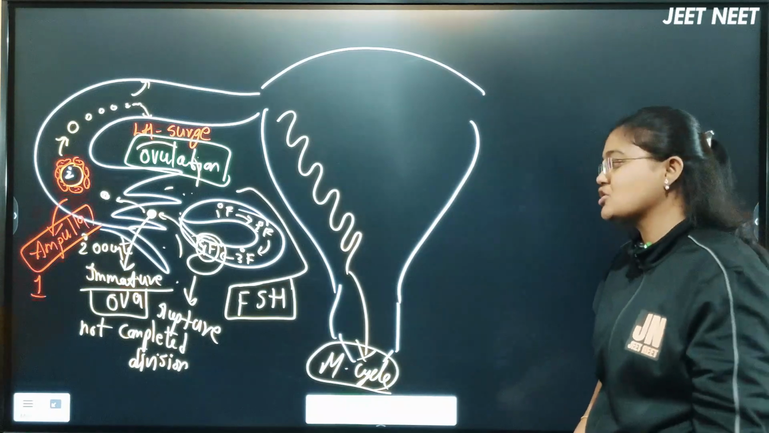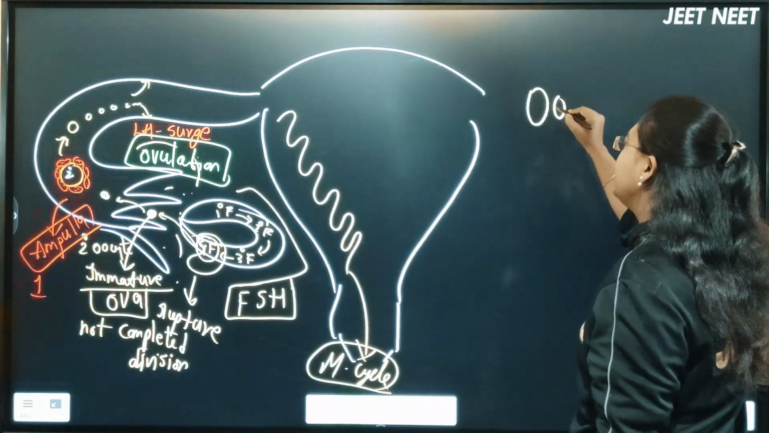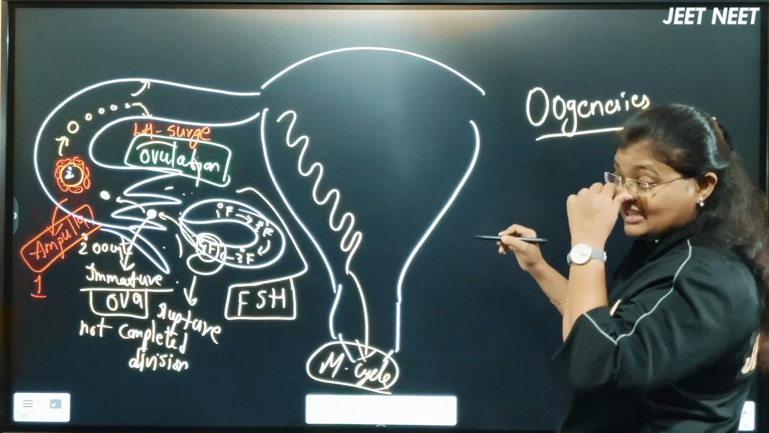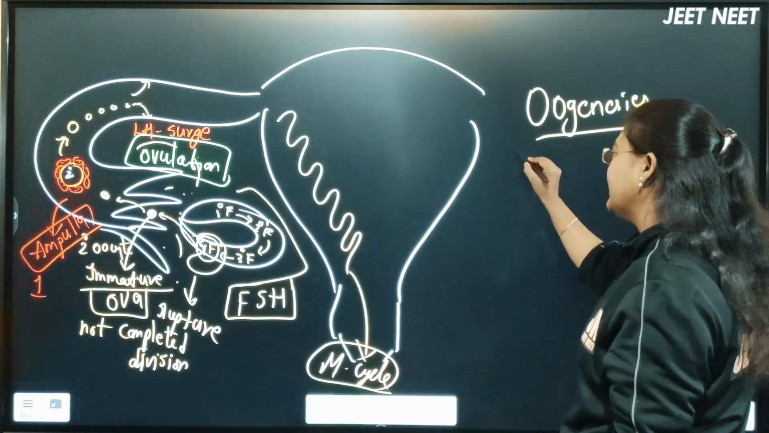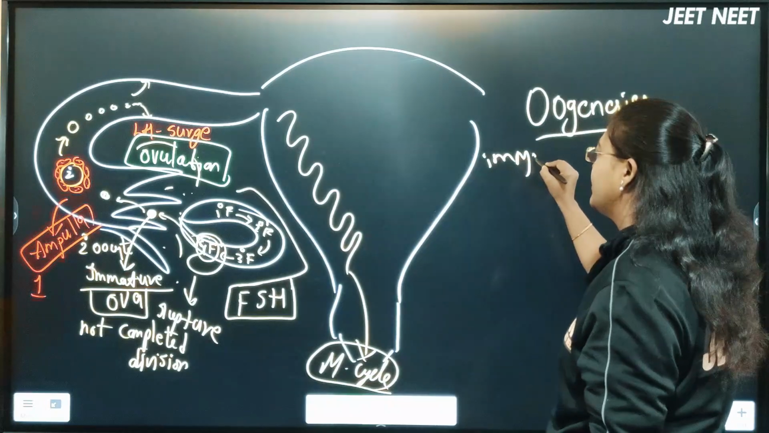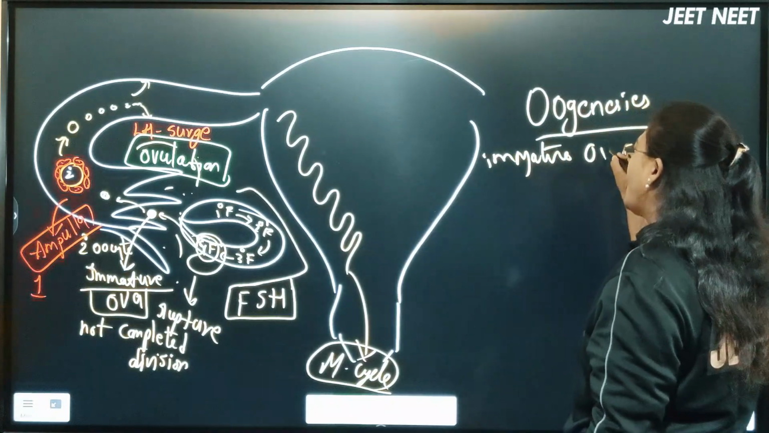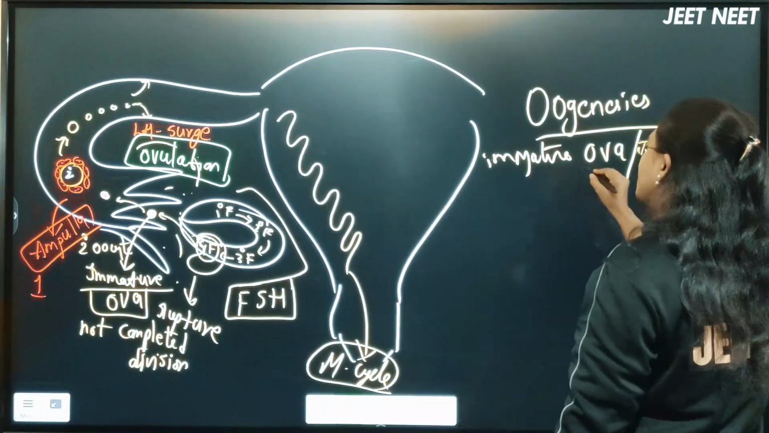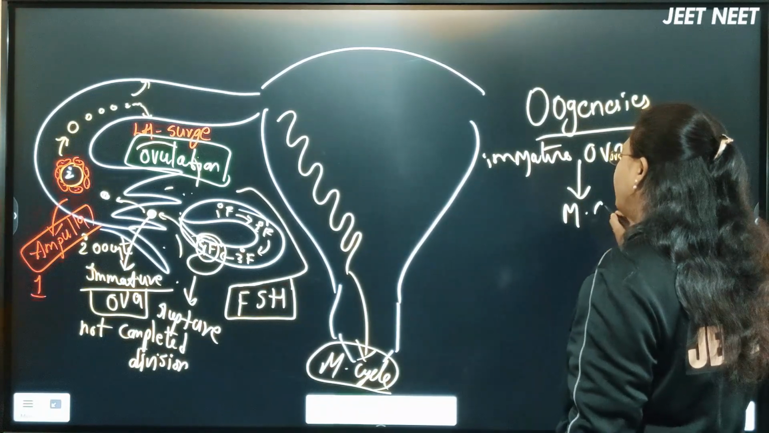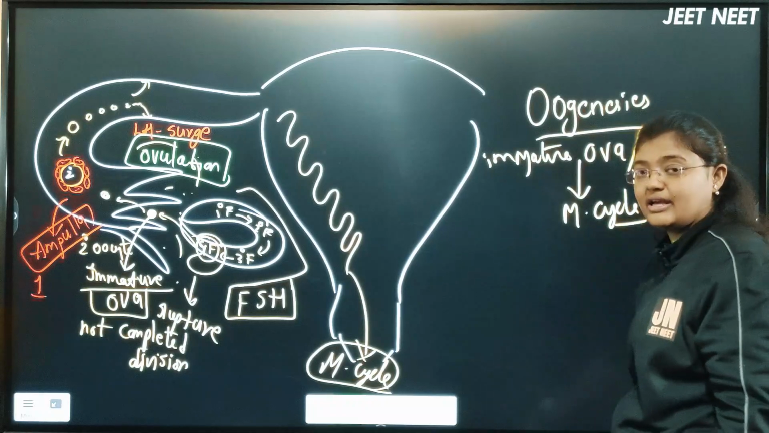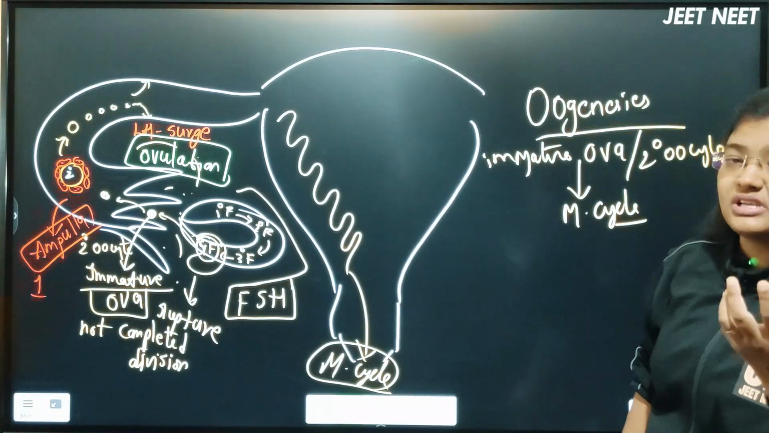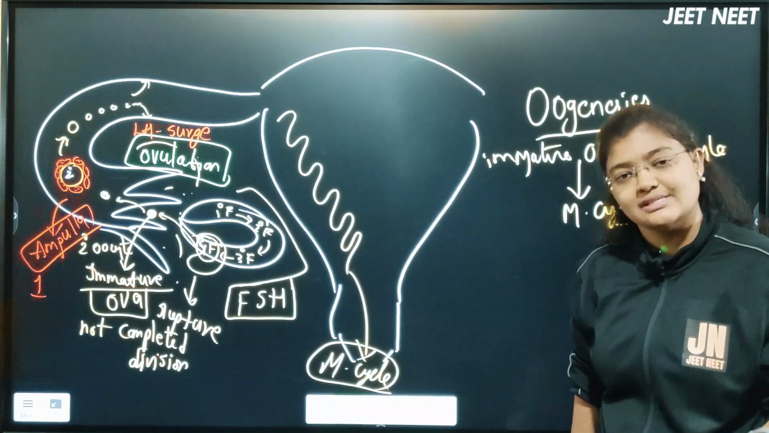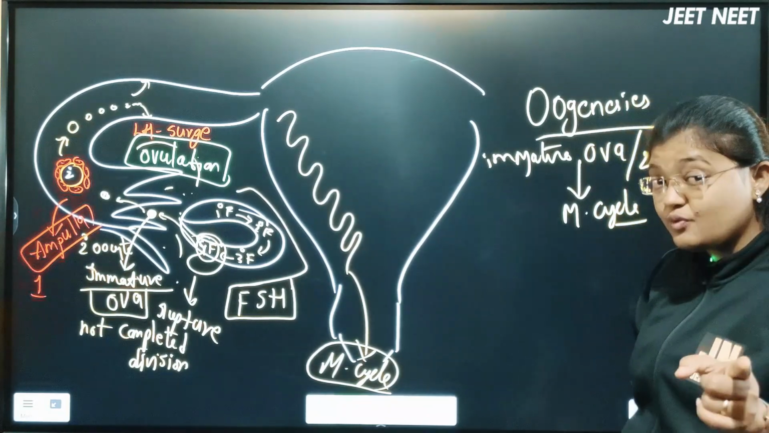If fertilization does not happen, in the sense that every month in the oogenesis process, whatever ova you are releasing, is it mature or immature, beta? The immature ovum, or secondary oocyte, you are going to release out of your body in the form of the menstrual cycle. Ma'am, you told us that oogenesis is nothing but the formation of a mature ovum. Yes, beta, that's right. That's what I'm telling you.